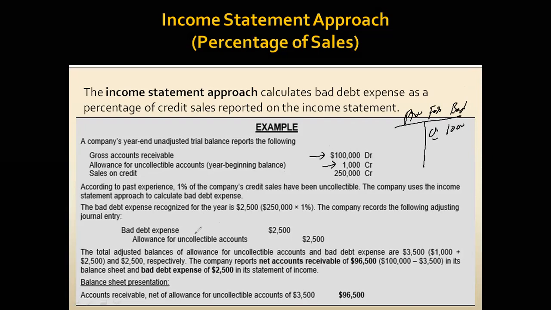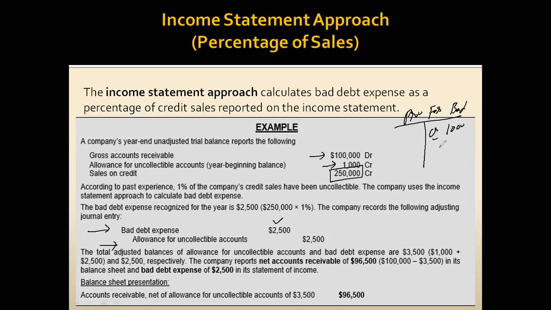According to past experience, 1% of the company's credit sales have been uncollectible. The company uses the income statement approach to calculate bad debts expense. So in this case, we just need to take the percentage of credit sales. If we take the percentage of credit sales, we get 2,500. That means the provision needs to be recorded with the amount of 2,500. Bad debts expense debit and allowance for uncollectible accounts credit. This we call the indirect method, which is as per GAAP.